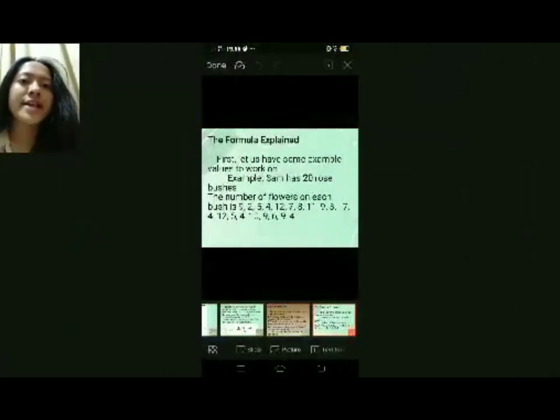So the formula explained. First, let us have some example values to work on. So, for example, Sam has 20 rose bushes. The number of flowers on each bush is 9, 2, 5, 4, 12, 7, 8, 11, 9, 3, 7, 4, 12, 5, 4, 10, 9, 6, 9, and also 4. So, we have the 20 values. So, naaay 20 ka bushes sa rose, nga naa yung mga value.